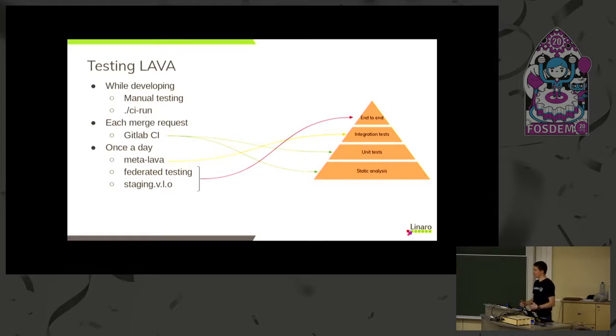Then every day, we will run integration tests thanks to MetaLava. This is what I will present today. And every day, we also take the latest master and install it on staging. This is our staging instance, which is a pre-production instance where people are actually running real stuff. So we are sure that if it's breaking, it will break on real users. So it's important. We also do federated testing that I will not present today. If you want more information, I did a presentation last year at FOSDEM.